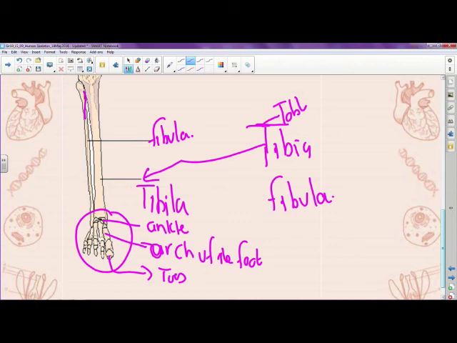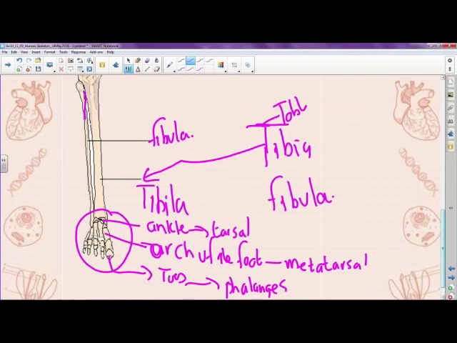Now, they sound very similar to the ones that we used when we looked at the arm. The ankle, instead of now being a carpal, is called a tarsal. The arch of the foot, not a metacarpal, but a metatarsal. And the toes, same name, luckily, as the fingers, and those are going to be your phalanges. So we can see that the arms mirror the legs.